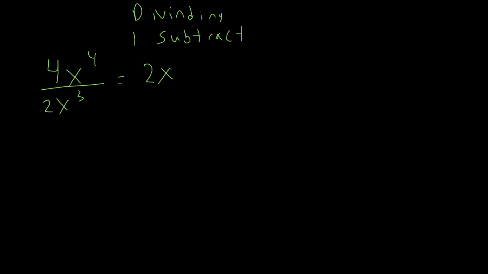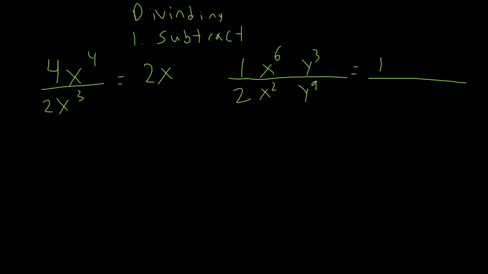So let's look at another example that could be a little bit more complicated. So let's say we have 1/2 x to the sixth, x to the second, y to the third, and then y to the ninth. So 1/2, it can't be divided and it can't be reduced. So I'm going to leave it as 1/2.